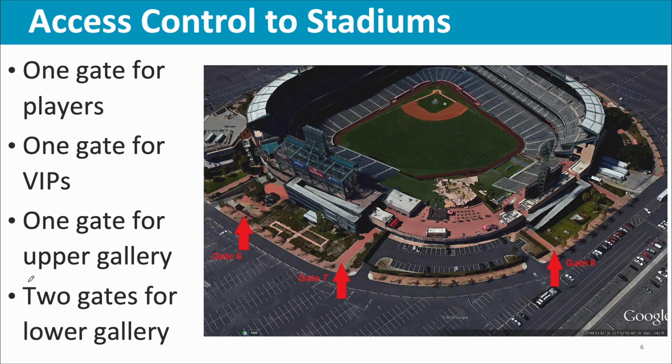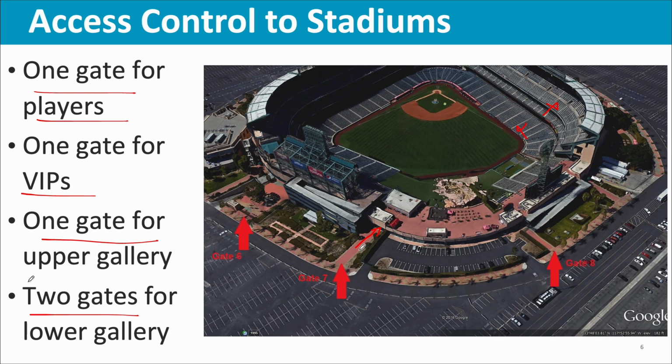So it is something like the stadium has multiple gates, and one gate is reserved for the players and officials, another one for the VIPs and special guests, and maybe one gate for people sitting in the upper gallery who will have a similar type of ticket, and two gates for people sitting in the lower gallery who will have a similar type of ticket. So with this multiple gate system or multiple access point system, the entry is more streamlined and faster. The security checks can be faster and the entry and exit can be faster with this.